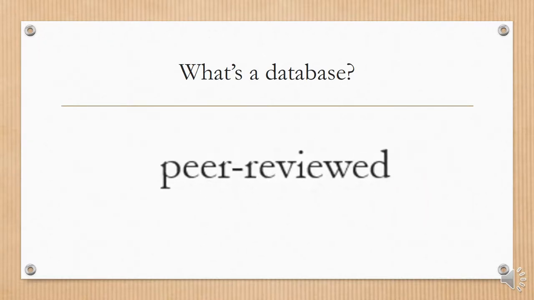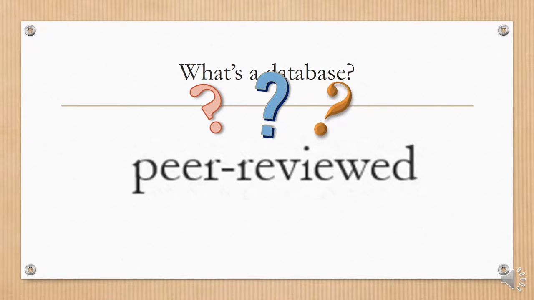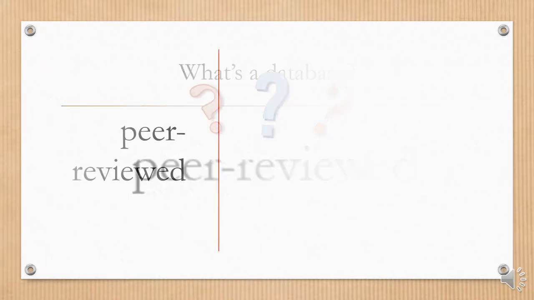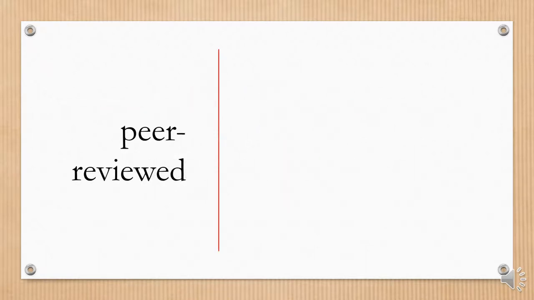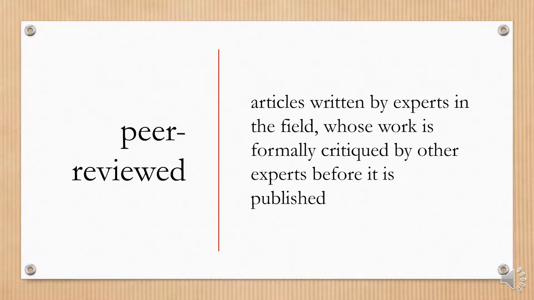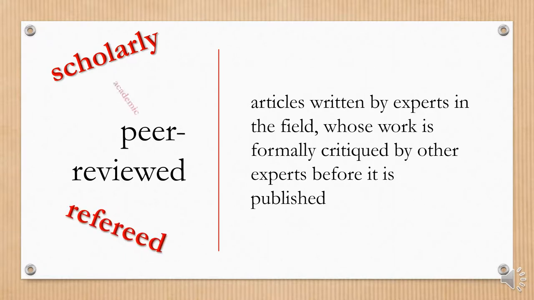But wait, what do I mean by peer-reviewed? Peer review refers to journal articles written by experts in a field whose work is examined and critiqued by other experts before it is published. You might also see the terms scholarly, refereed, or academic. These all mean the same thing.